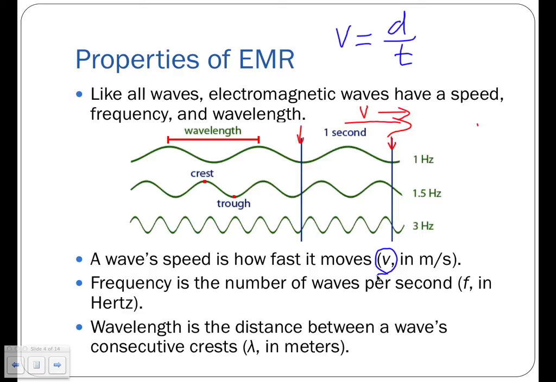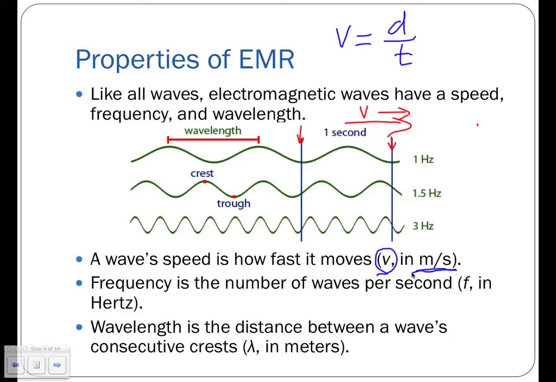The units we're going to use here for all equations involving electromagnetic radiation are meters per second. If you have an electromagnetic wave that you know the speed of, and it's not in meters per second, you're going to have to convert it first before you use any of the equations we'll see in this section. Second one is frequency.